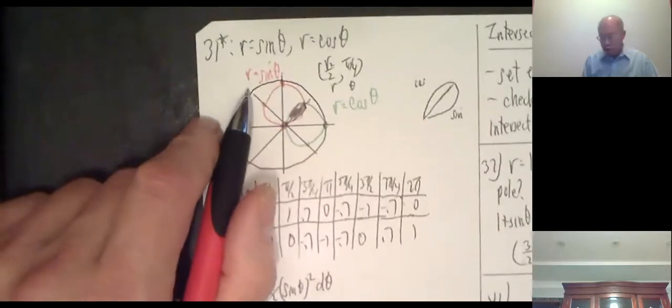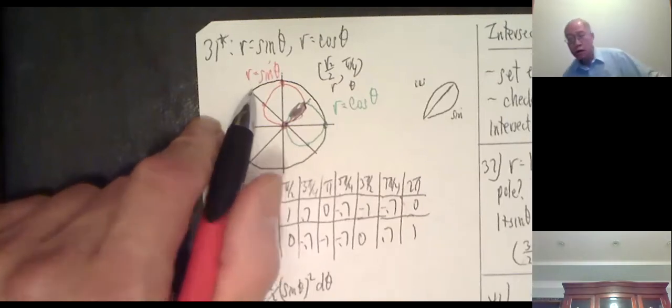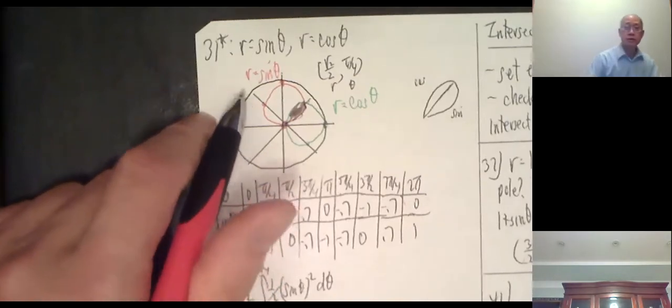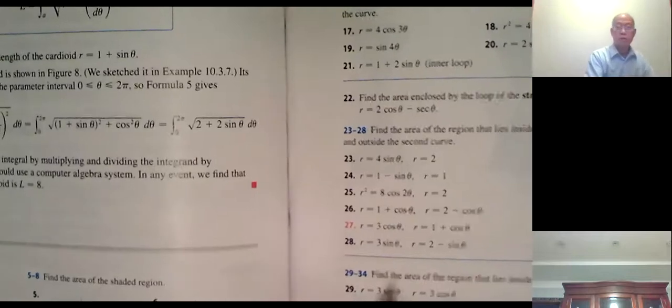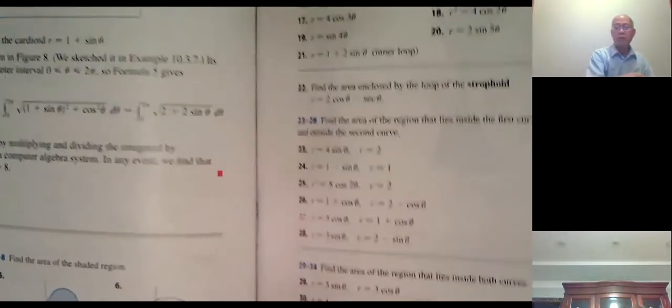$31 star. So don't look in the back of the book. It's going to be a different number. R equals sine theta, R equals cosine theta is what I'm going to do instead. Okay, now for the directions, we're still going to keep it. Find the area of the region that lies inside both curves.